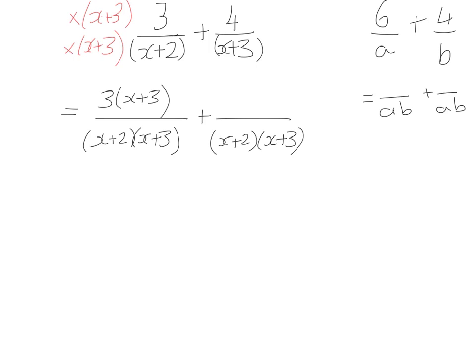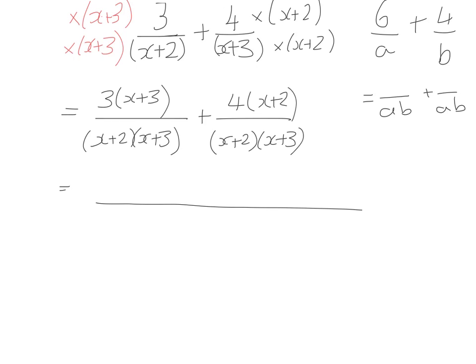And on the other side, to get from x plus 3 to x plus 2 bracket x plus 3, I'll need to multiply both the top and the bottom by x plus 2. Sorry, I should have put that in another colour. Right, so at the top I'm going to have 4 bracket x plus 2. So essentially all I've done is I've multiplied this fraction, the top and bottom, by this, and I multiplied this fraction, the top and bottom, by this. So, now that my denominators are the same, I can just combine it. x plus 3.